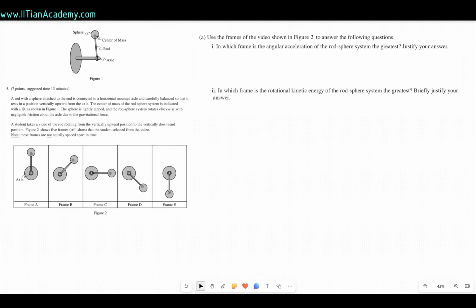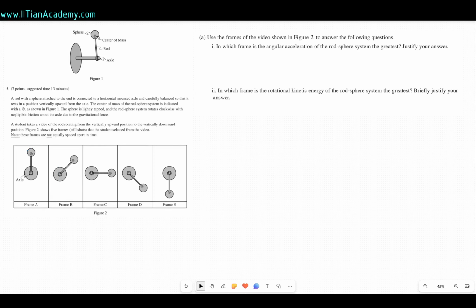So in question 5, we have a rod with a sphere attached to the end of it, connected to a horizontal axle, and it can rest in the vertical position. And then we're told that the sphere is lightly tapped from this vertical position. So we can see this in frame A, so that it is made to rotate around the axis.